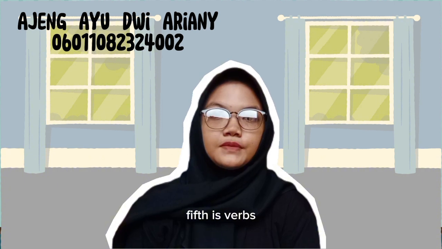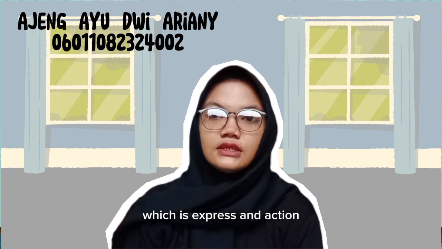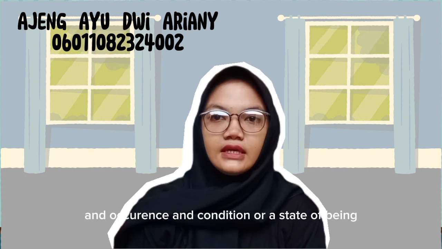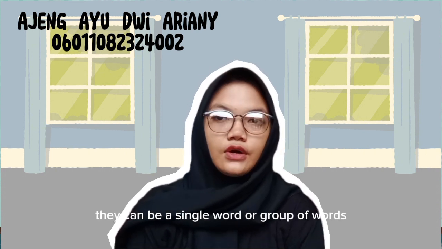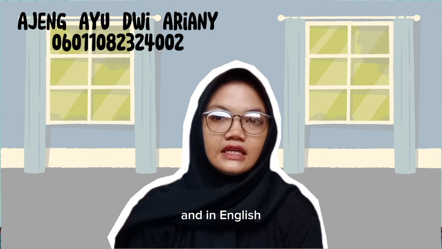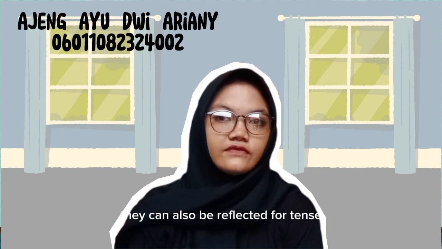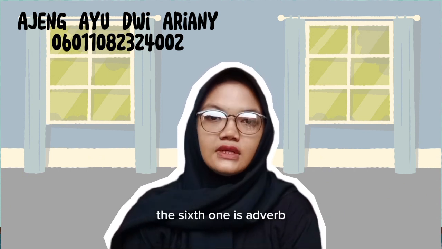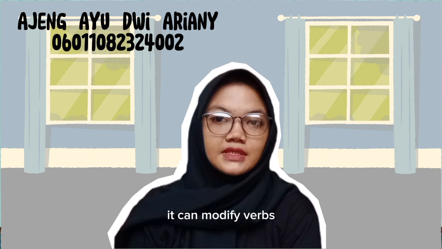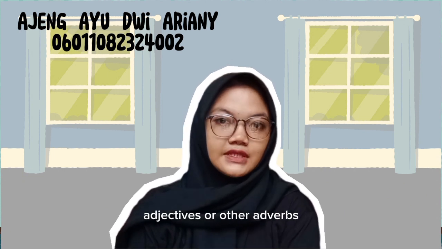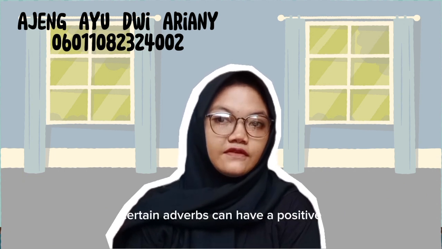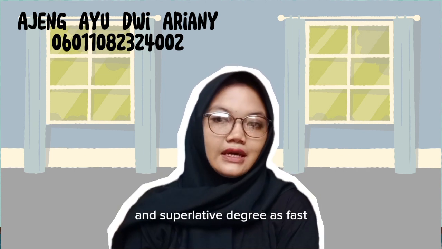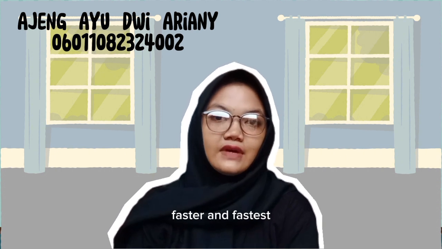Fifth is verbs, which express an action, an occurrence, and a condition or a state of being. They can be a single word or a group of words, and in English, they can also be inflected for tense, person, number, voice, and aspect. The sixth one is adverb. It can modify verbs, adjectives, or other adverbs. Like adjectives, certain adverbs can have a positive, comparative, and superlative degree, as fast, faster, and fastest.